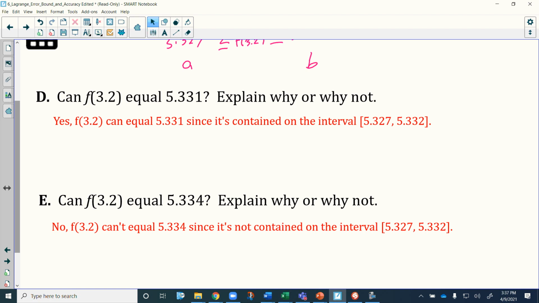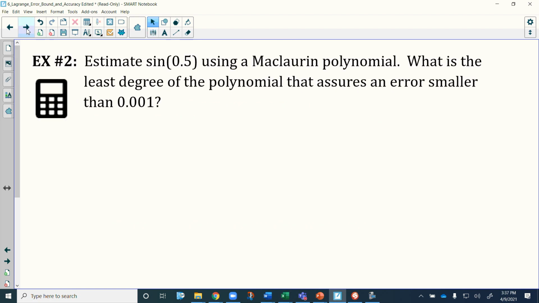And taking a look at our next example, and we definitely want a calculator for this, it's asking us to estimate the sine of 1/2 using a Maclaurin polynomial, so it's centered at 0. What is the least degree of the polynomial that assures an error smaller than 0.001? Well, in this case, because it's telling us the margin of error that we need, the margin of error has to be less than this.